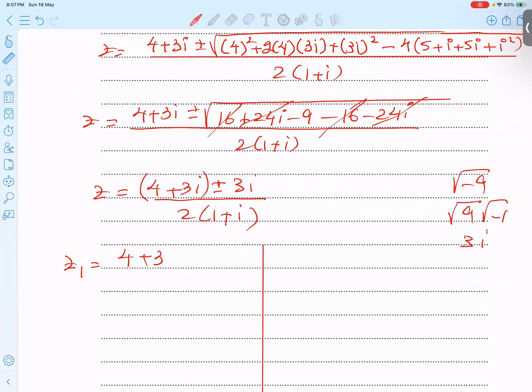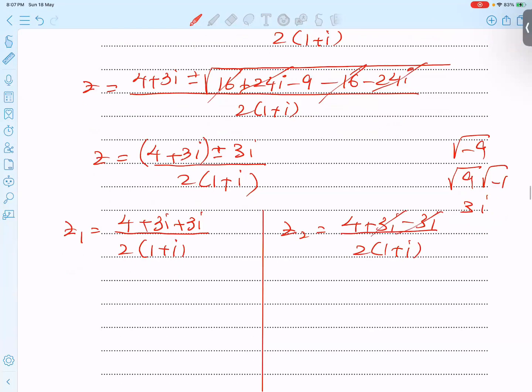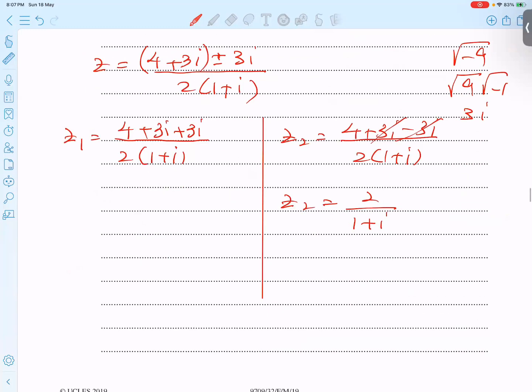So I'm writing 4 plus 3 iota plus 3 iota, and down I got 2 times 1 plus iota. And the second part, 4 plus 3 iota minus 3 iota, because one time plus and one time minus, and down 2 times 1 plus iota. So this cancels out. I get 2 over 1 plus iota, whereas this one I get 4 plus 6 iota by 2 times 1 plus iota. Taking 2 common from the top, I get 2 plus 3 iota over 1 plus iota.